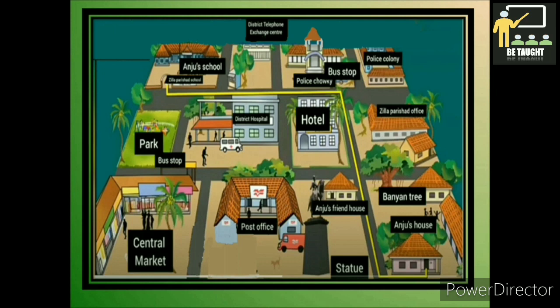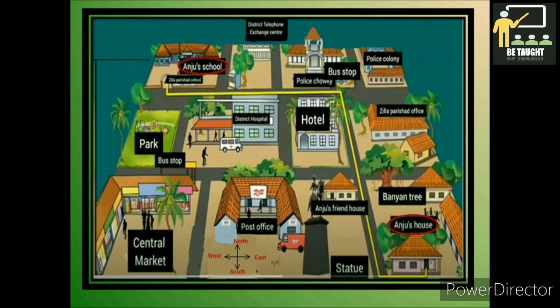Now, the picture here shows the area around Anju's house and her school. So, now, with the help of this picture, let us try to locate the various places. But before we do that, first let us spot the four main directions. Now, where is Anju's house? Yes, here is her house. Where is her school? Yes, this is Anju's school.